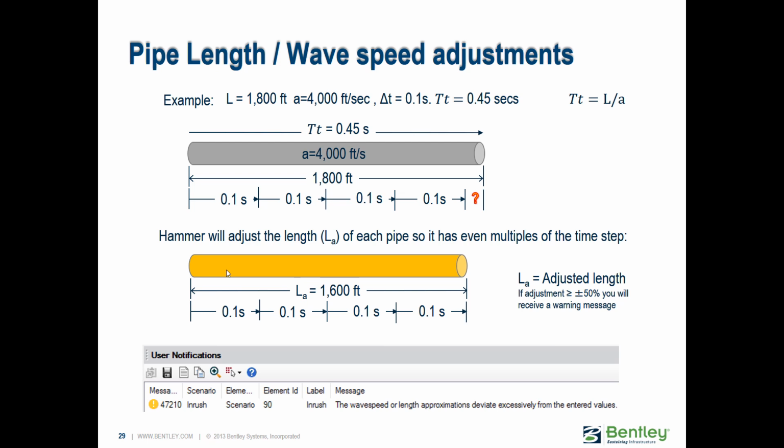But again, we'll see this later on. There's a little dialog that helps you. It's called the transient time step options, which helps you with that trade-off. You can enter a custom time step and see the impact it has on that maximum adjustment.